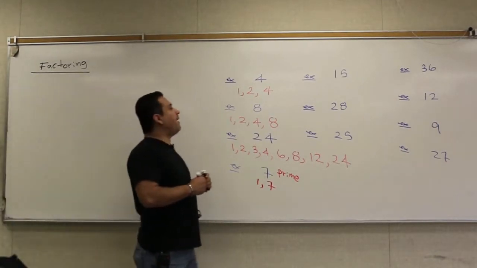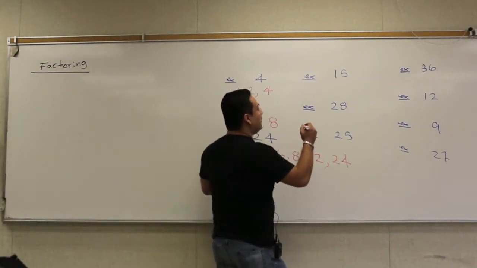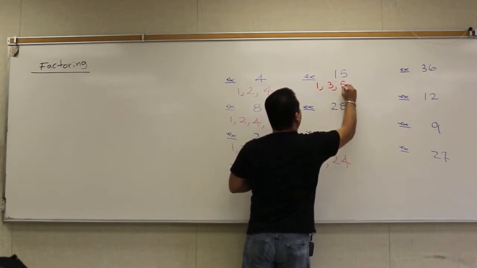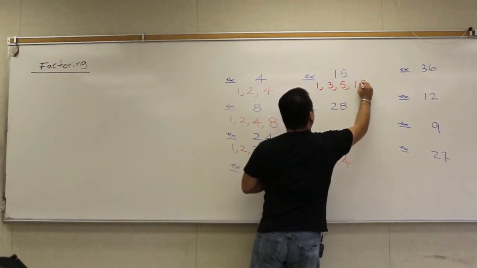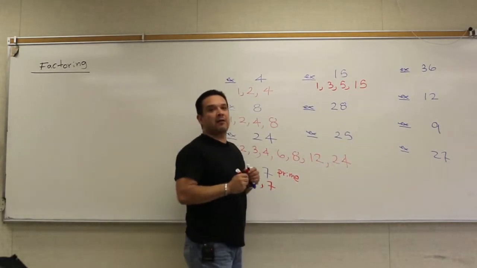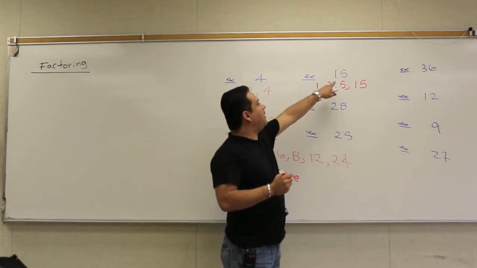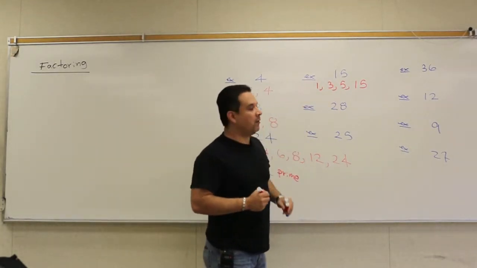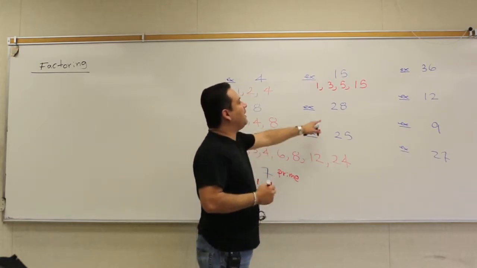Okay, what are the factors of 15? 1. 1, what else? 3, good. What else? 5. And 15. Is 7 a factor? No. How about 10? No. How come? Well, it goes into 15 once, but the remainder is what? 5. Okay, good.